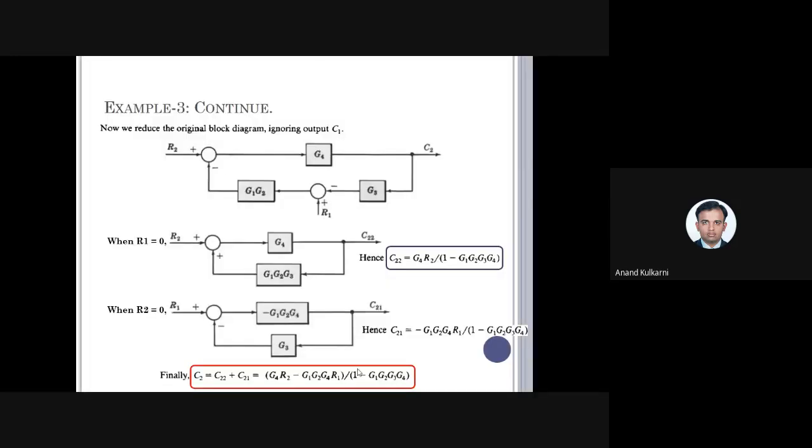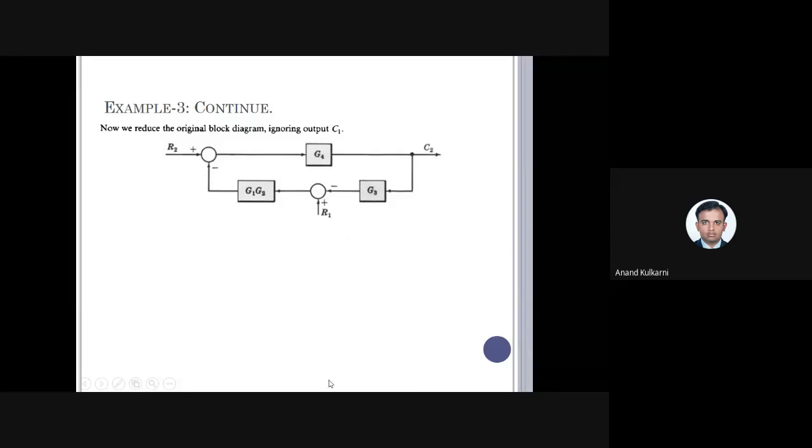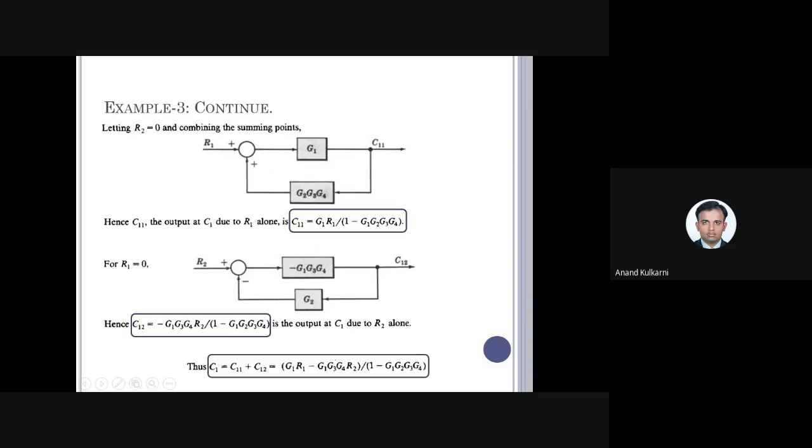What we'll have to do is superimposition. Superimposition is done. This is the output of C2, and the previous slide, whatever you have seen, is nothing but the output of C1. So this is the answer.